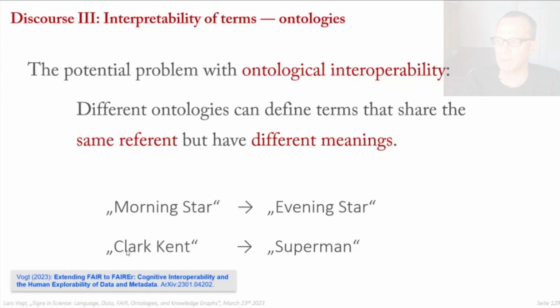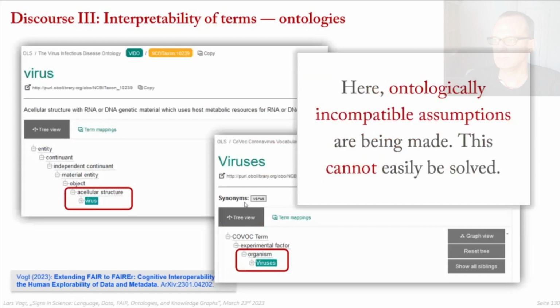And also, if you read Clark Kent and Superman, it's the same referent, but you have different associations with these terms, so they carry different meanings. And we have the same also in ontologies. Here is an example of virus and viruses. So we would think it's the same referent, but there are different meanings linked to them.